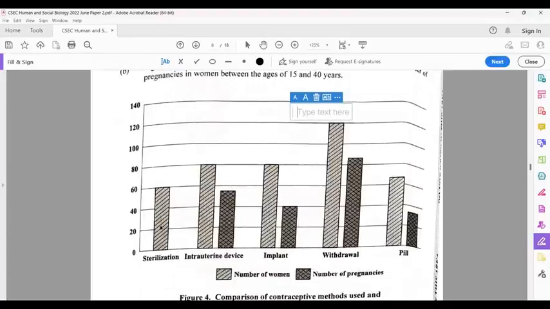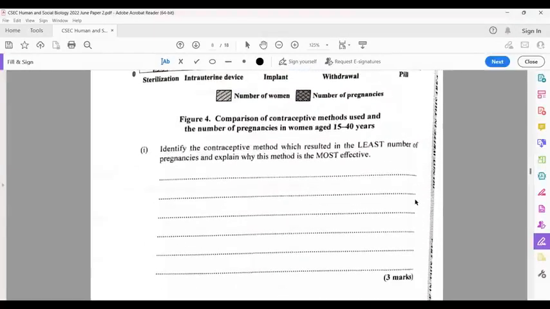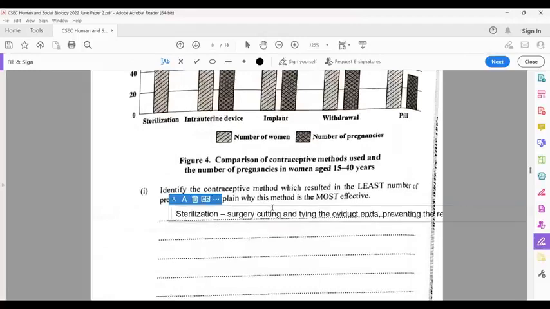And the bars line up for us. It's sterilization, intrauterine device, implant, withdrawal, and the pill. And we have the number of women and the pregnancies that resulted with their use. Identify the contraceptive method which was the best. The method which resulted in the least number of pregnancies, that means it's worked well. Just looking from this, we see that the number of pregnancies for sterilization was none. So there was no pregnancy. So that is the best contraceptive. So our answer here is sterilization.